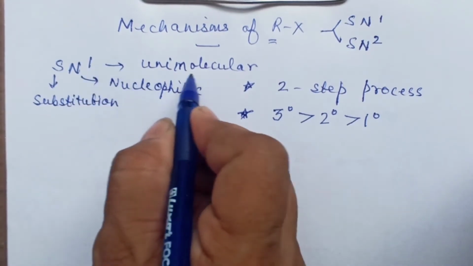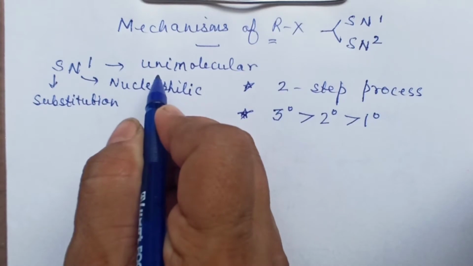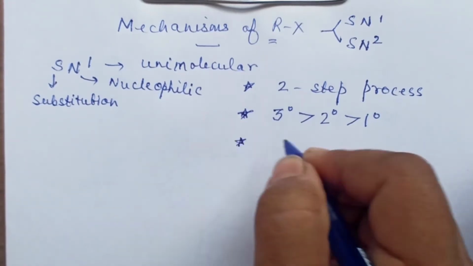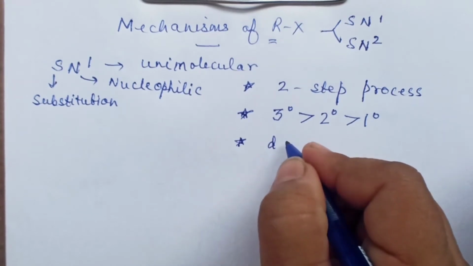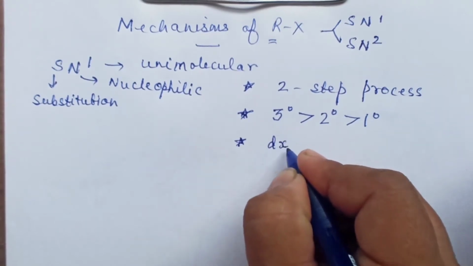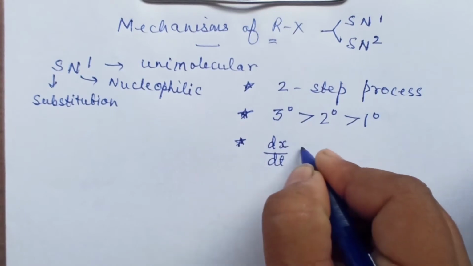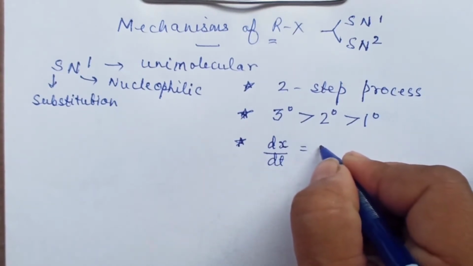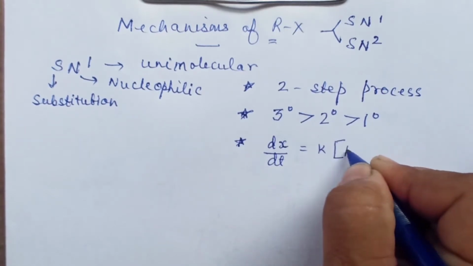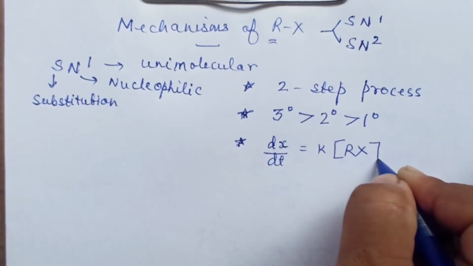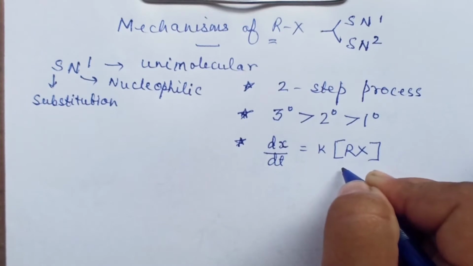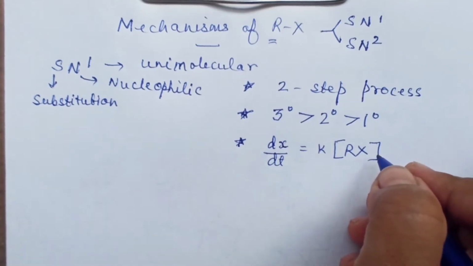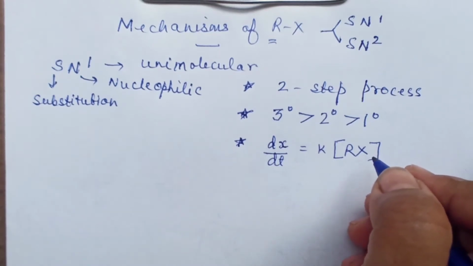Unimolecular means it depends upon the concentration of only one species. We will see what it depends upon in the mechanism, but as of now we write the rate, dx by dt, is k into the concentration of alkyl halide. It is only dependent on the concentration of alkyl halide. It is not dependent on the concentration of the nucleophile.